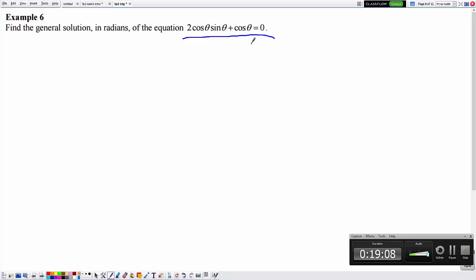We can factorize it, and then we know one of those two things has to be 0, because when we've got two things multiplied together to give 0, one of them is 0, or the other one is 0. Or they're both 0, but in this case sometimes they both can't be 0. So what's in both? Cos theta is in both. So let's factorize out cos theta. That gives me 2 sine theta plus 1 equals 0. And now all we do is solve each one.